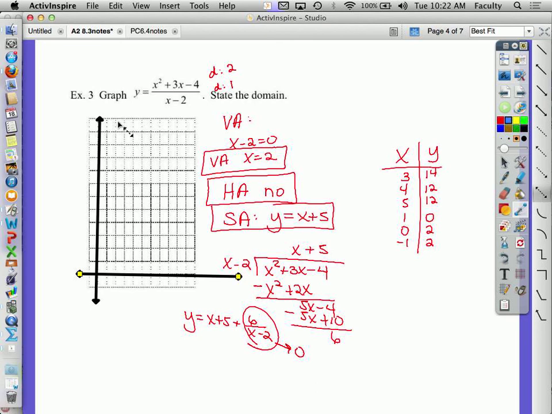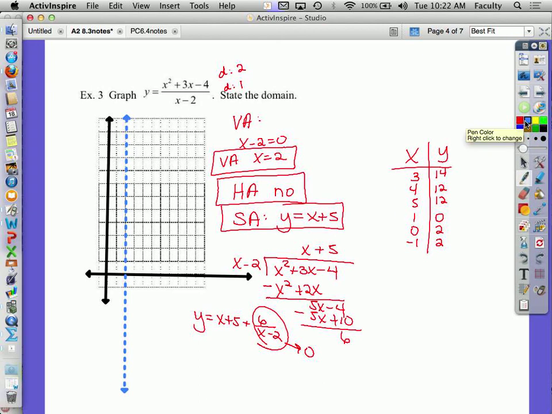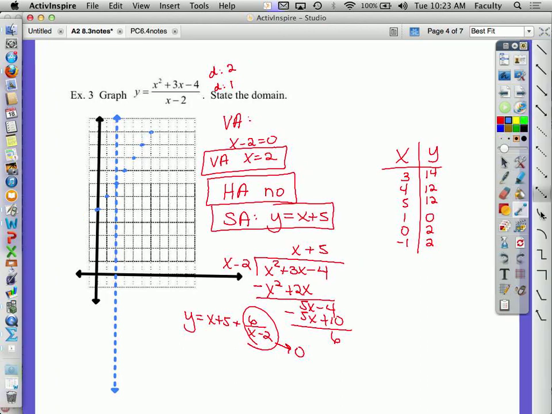So I have a vertical asymptote at x is 2. Now, do not panic with your slant asymptote because this is actually an Algebra 1 concept. Y equals x plus 5 is a line. Y equals mx plus b. You know how to graph that. You go up to 5, and then you use the slope, rise over run, rise over run, rise over run. And then make a dashed line through that.